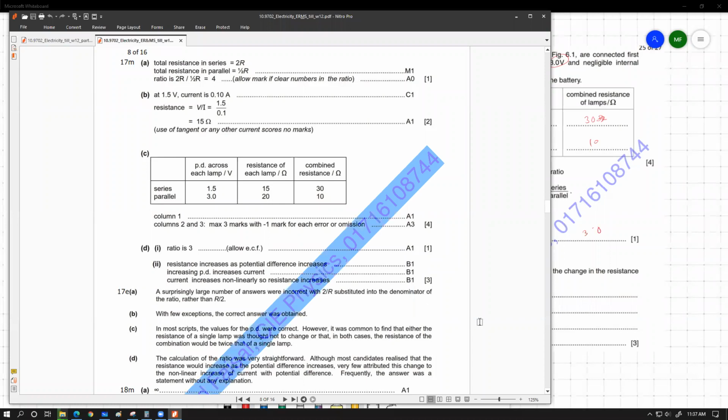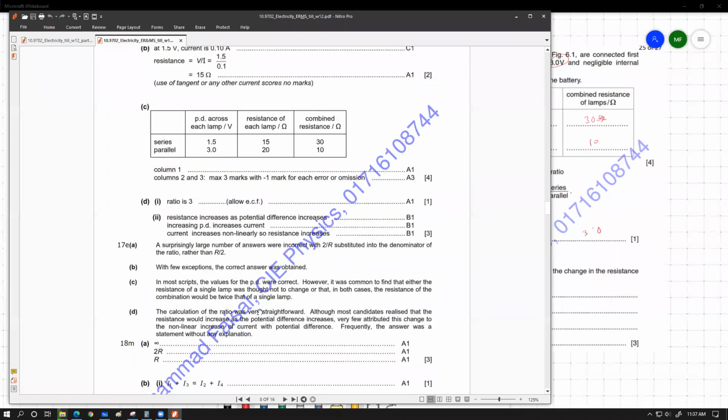The examination report says over here, the calculation of the ratio was very straightforward. Although most candidates realized that the resistance would increase as the potential difference decreases, very few attributed this change to the nonlinear increase of current with potential difference. Frequently, the answer was a statement without any explanation. So you do understand that this was the problem. This is a 3-mark question, so you need to be careful what you're writing.